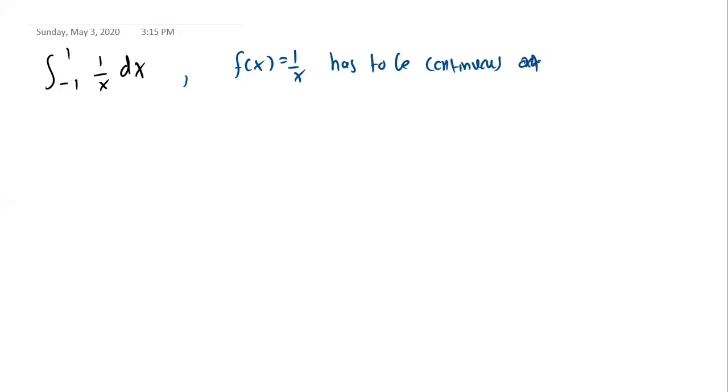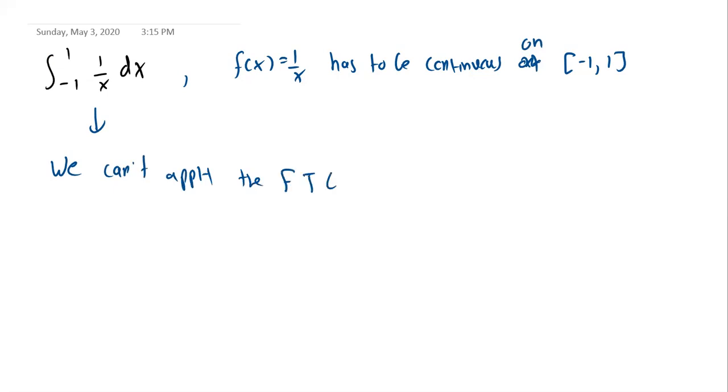In this case, look at the function 1 over x. It's undefined at 0, so of course it's not continuous. So what does this mean? Here we can't apply the fundamental theorem of calculus, which I'm just going to denote by FTC. Which means here you can't just find an antiderivative and evaluate at the endpoints. You can't. So here we don't have the tools yet to do something like this.